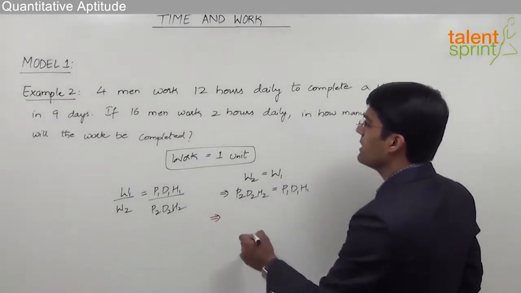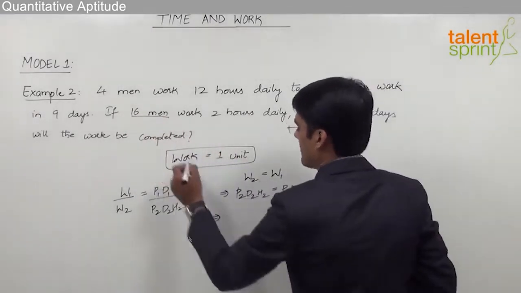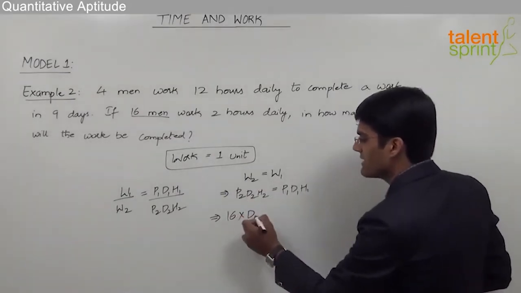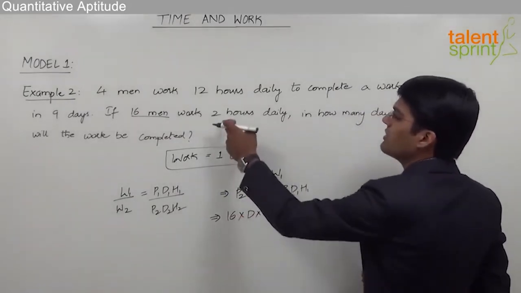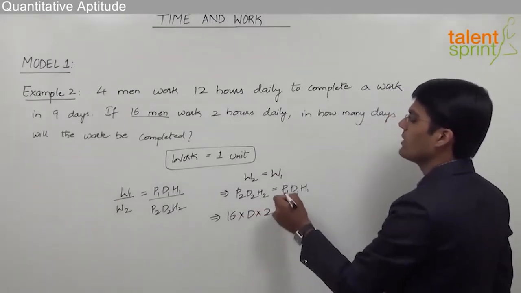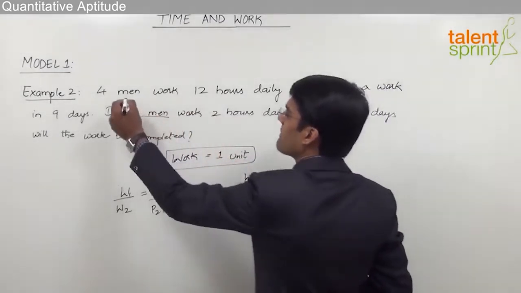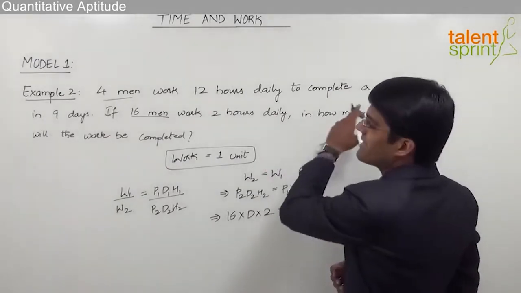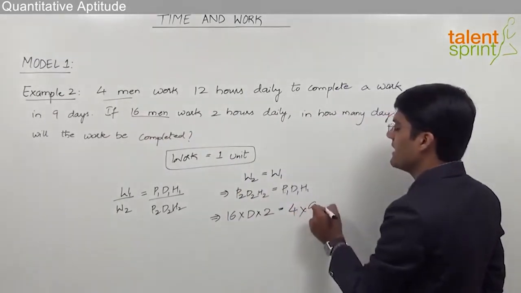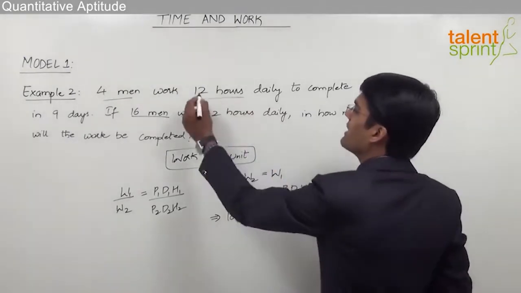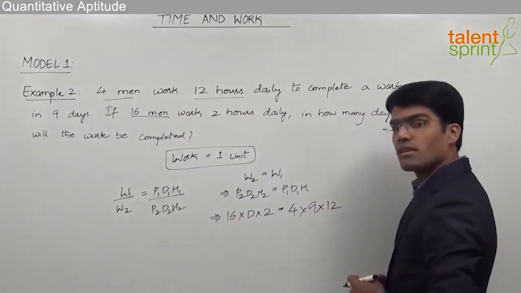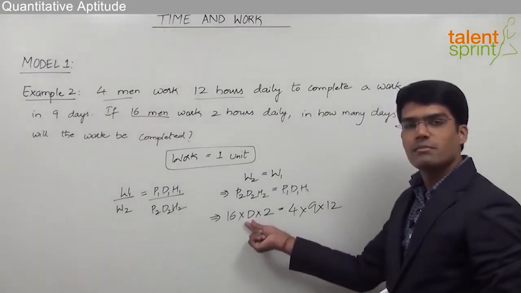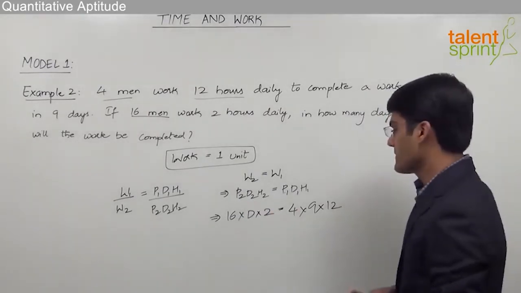So here P2 is nothing but 16 men into D2, which is to be calculated. So let us take it as D as it is, and H2 is 2 hours daily. This should be equal to P1, the number of persons in the first case, which is 4, into D1, the number of days in the first case, which is 9, into H1, the number of hours per day in the first case, which is 12. So by simplifying this, we can get the value of D, that is nothing but the number of days in the second case.